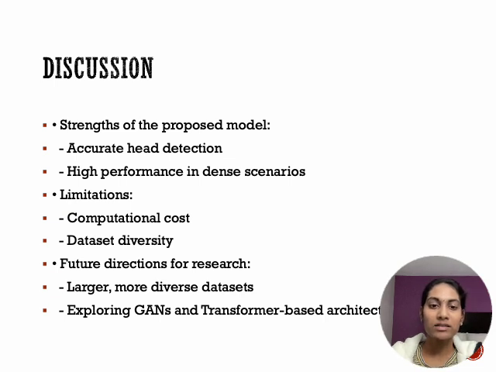Here are the strengths and limitations of my project. Coming to strengths, accurate head detection is the main part, and high performance in dense scenarios is a bit hard, but this method is much better. Coming to limitations, computational cost and dataset diversity are the big tasks, and future directions for research are larger, more diverse datasets, exploring GANs and transformer-based architectures.